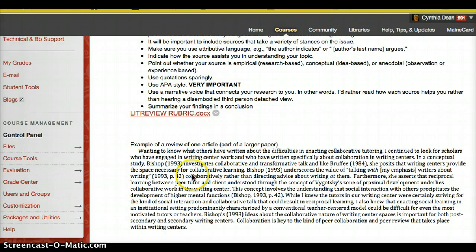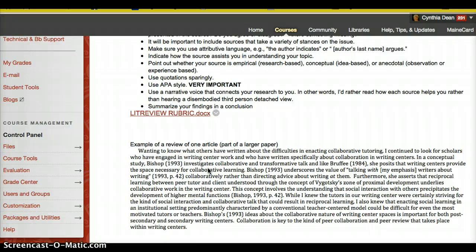You'll notice that I'm using APA style. So whenever I mention her name here, it is always followed by the date of publication in parentheses. This is called attribution, okay? So in a conceptual study, and I'm also noting what kind of a study it was. It wasn't empirical or anecdotal, it was conceptual. Bishop investigates collaborative and transformative talk, and like Bruffy, she posits that writing centers provide the space necessary for collaborative learning. Notice that I mentioned another author, therefore I must put the year of publication after his name as well.